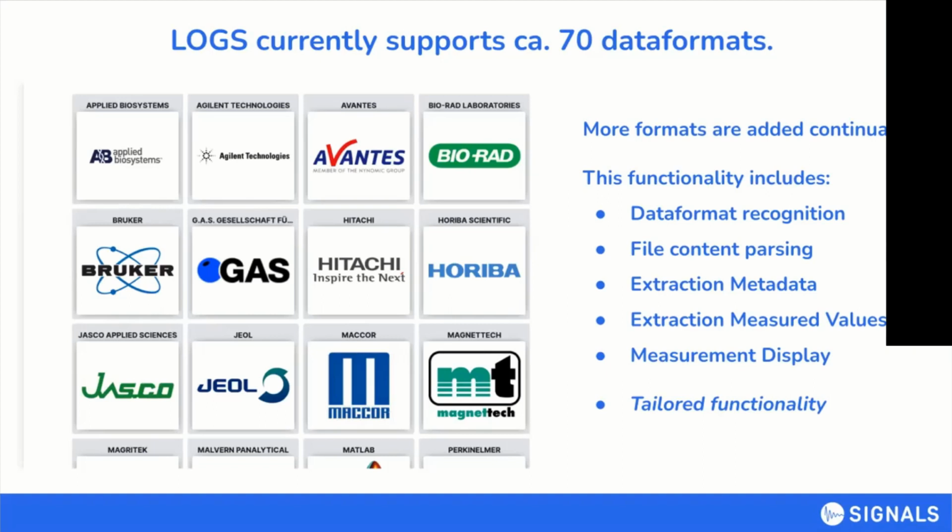You name it: UV-Vis, fluorescence, CD, anything at all that you use to create your samples or check your samples. And once these formats are implemented in LOGS, then we can carry out what I've just shown you. LOGS is able to recognize these formats on the instrument. It's able to recognize whether it's just been acquired. The file content will be parsed and the metadata extracted. We also extract the measured values and then display them in the spectrum viewer, which I just forgot to show you.